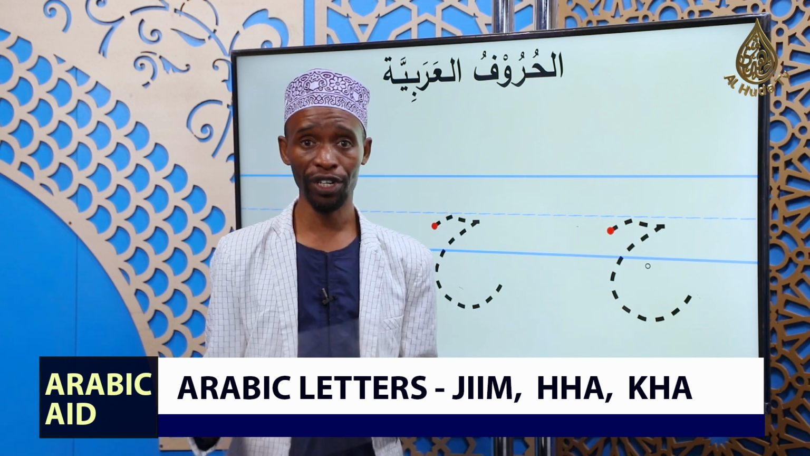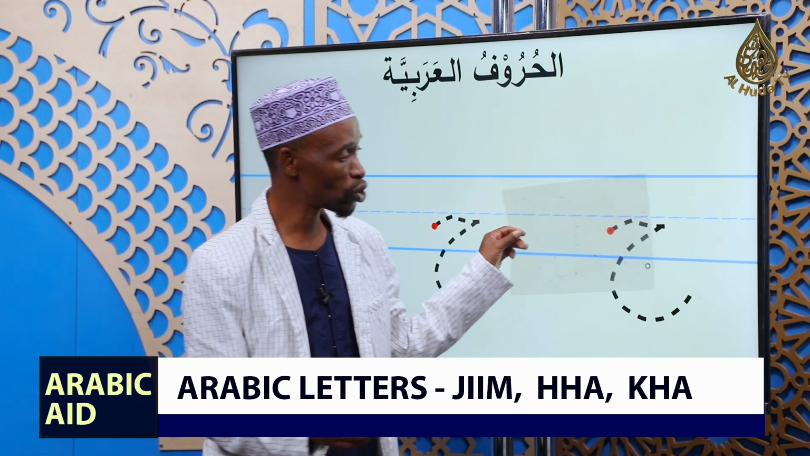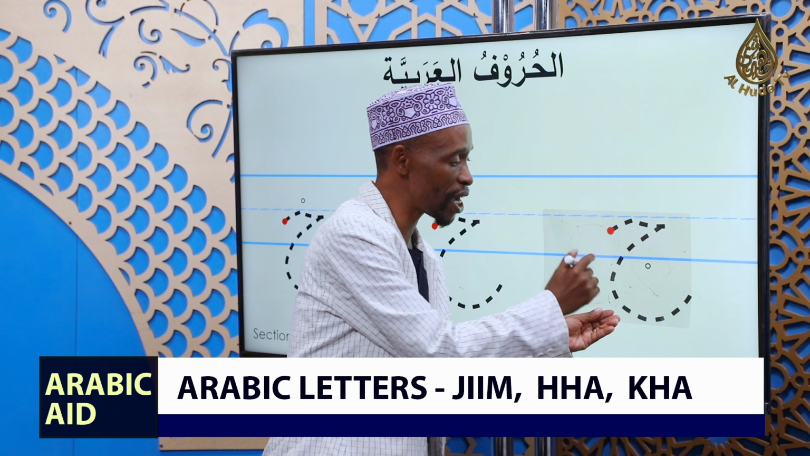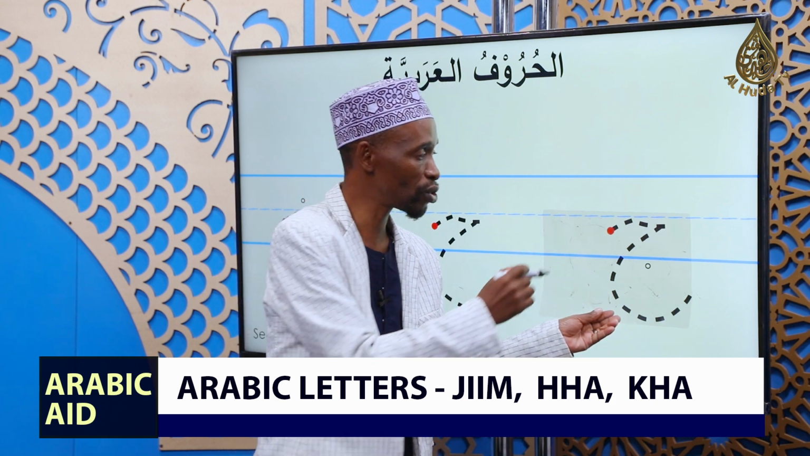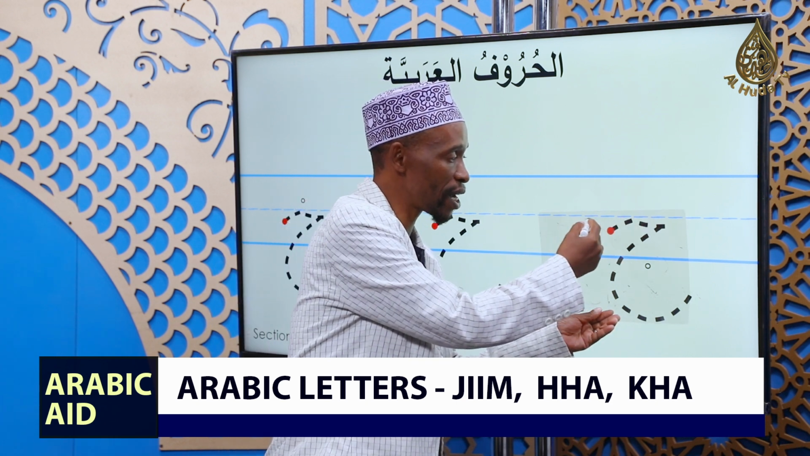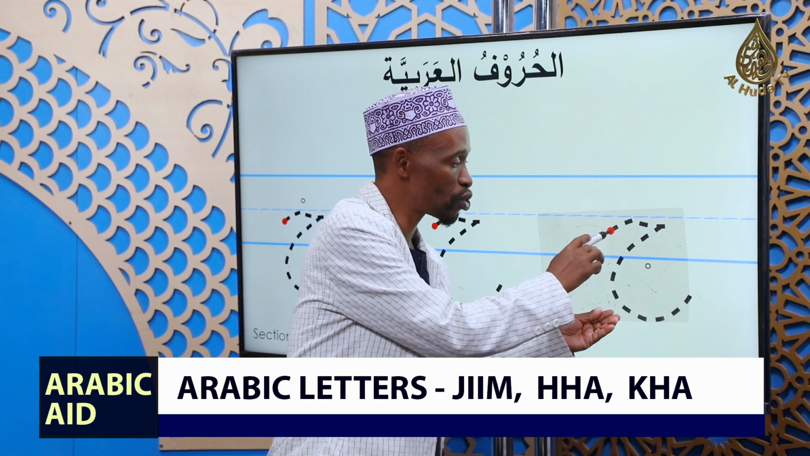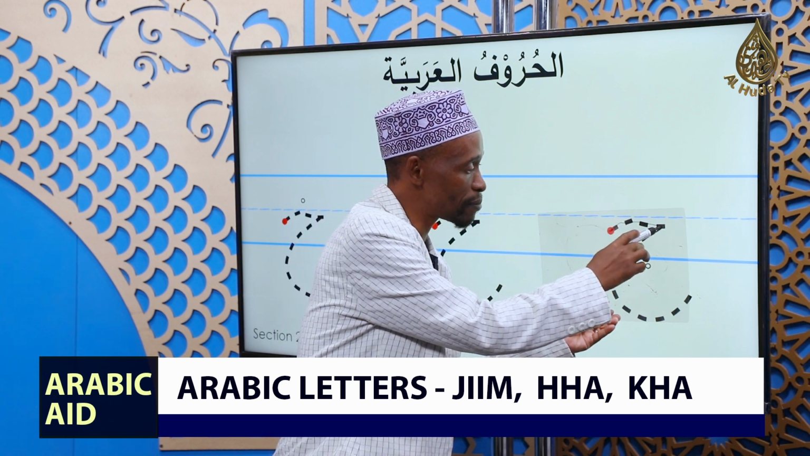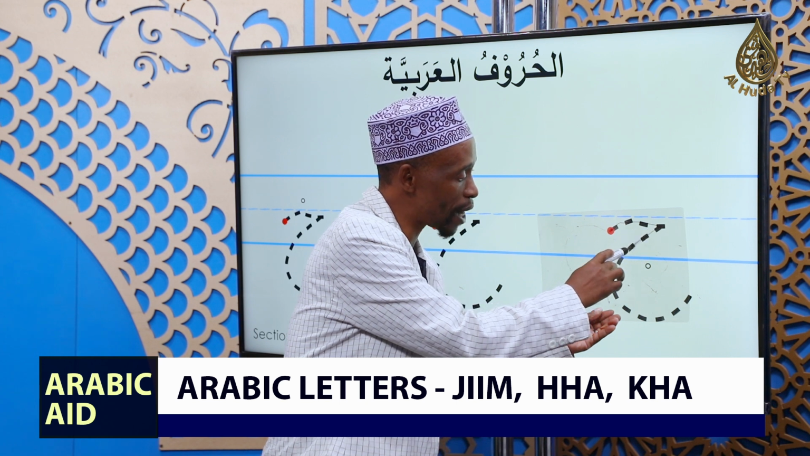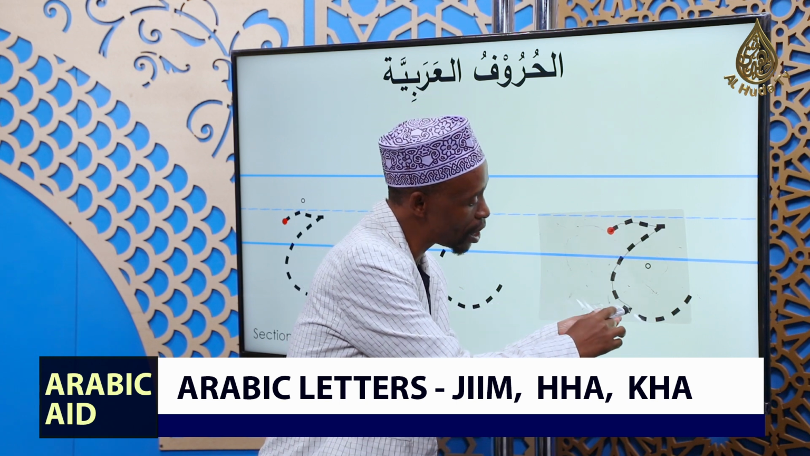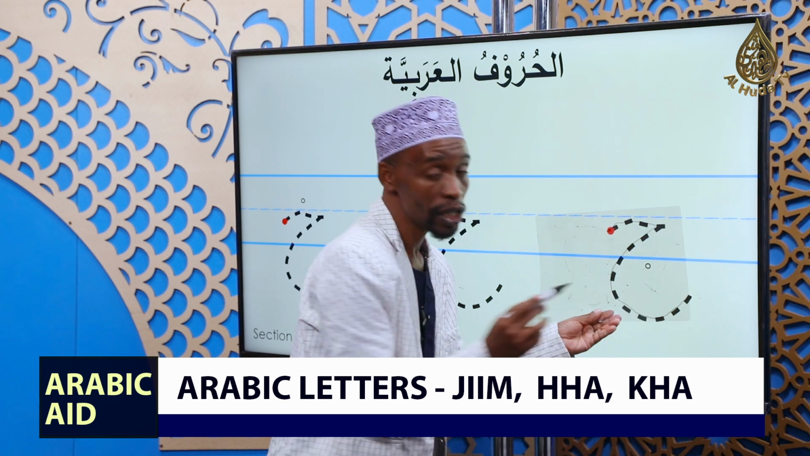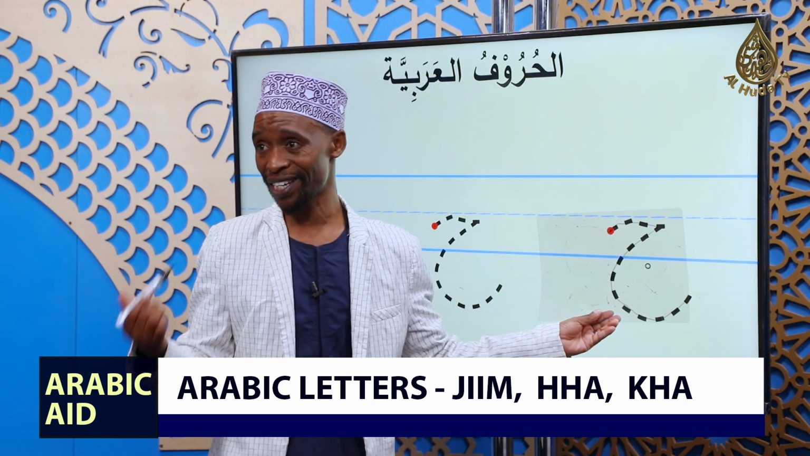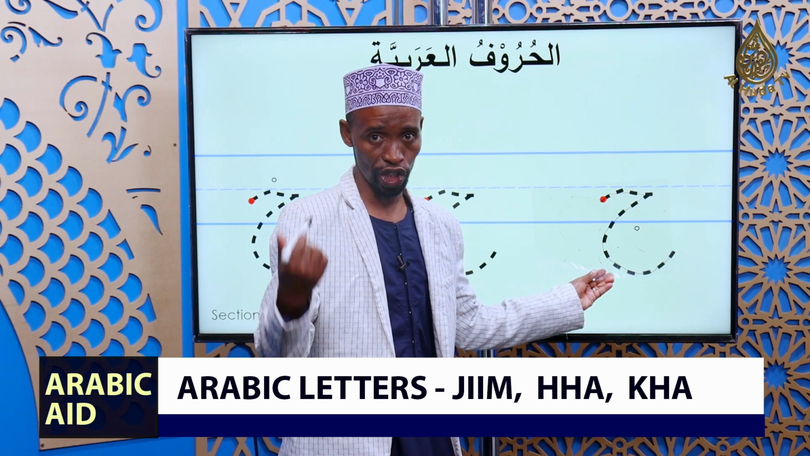With me here, I have the tracing paper, and I'm going to put the tracing paper and start writing the first letter here, which is Jiim. Like I told you, this middle line here is our imaginary line. So you start from here, you go all the way, you make a small arc, and then you make another big arc here up to there. Don't forget to write a dot in the middle to indicate that whatever you have written is letter Jiim.